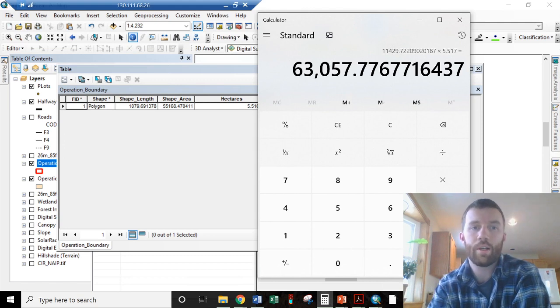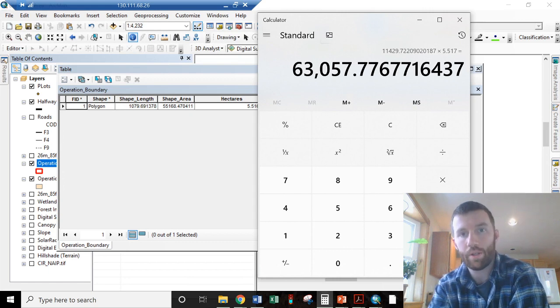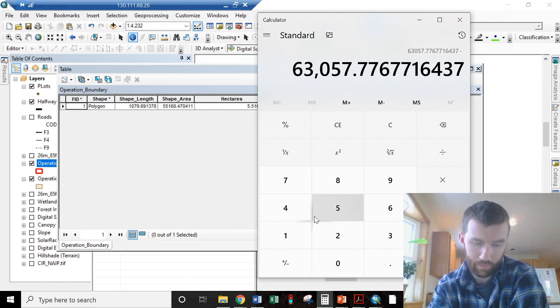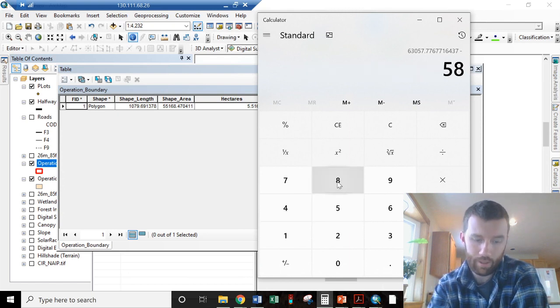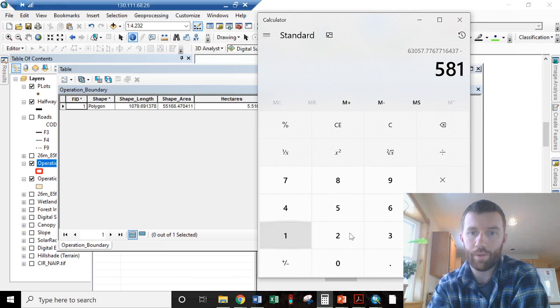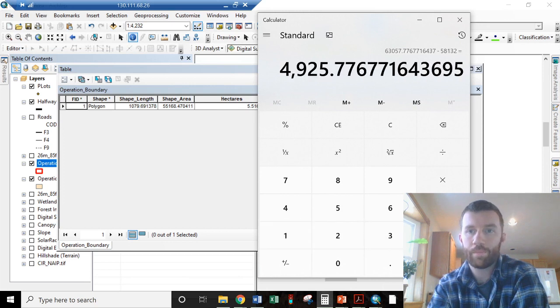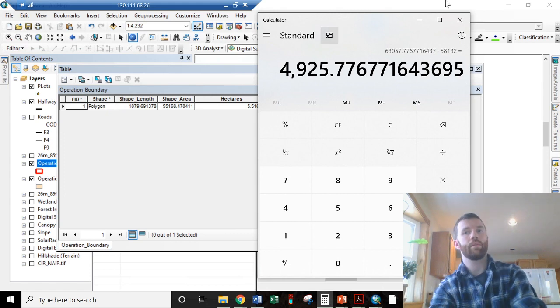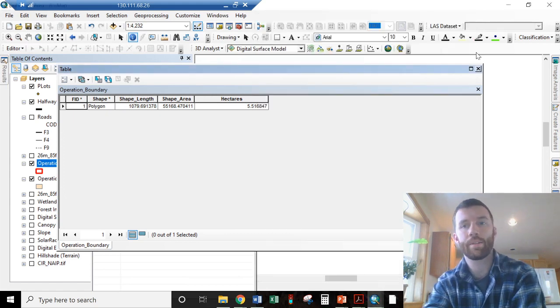63,057.78. So that 63,057 is compared to 58,132. So let's subtract that. So 58,132. So we were high by about 5 grand using an inventory of 5 plots.